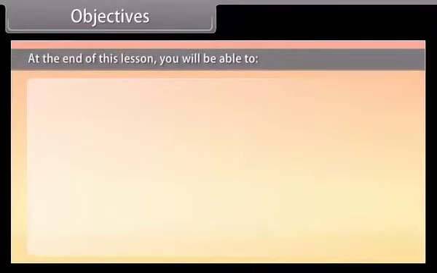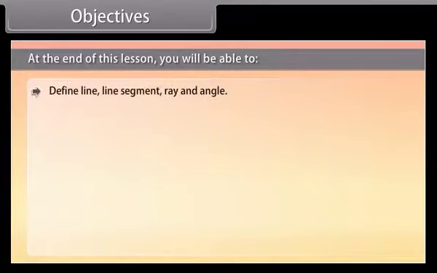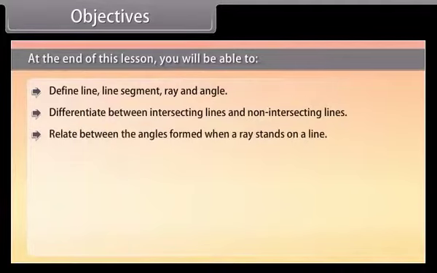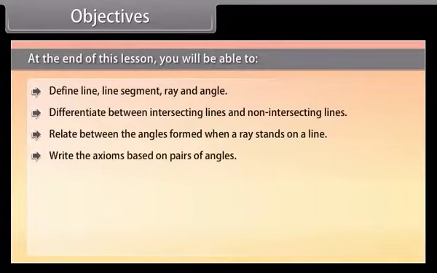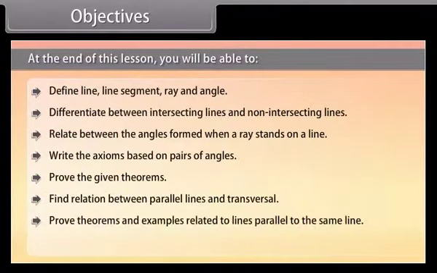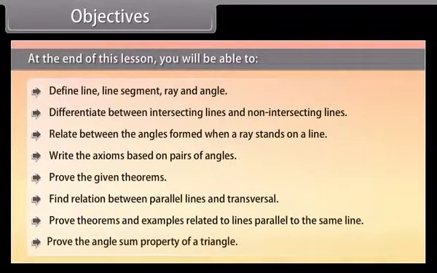Objectives. At the end of this lesson, you'll be able to define line, line segment, ray and angle. Differentiate between intersecting lines and non-intersecting lines. Relate between the angles formed when a ray stands on a line. Write the axioms based on pairs of angles. Prove the given theorems. Find relation between parallel lines and transversal. Prove theorems and examples related to lines parallel to the same line. Prove the angle sum property of a triangle.